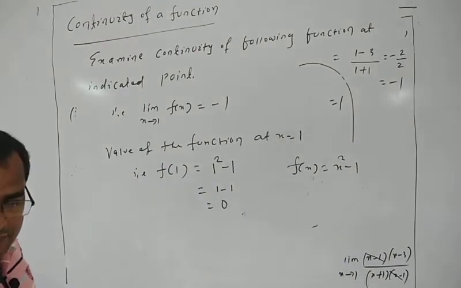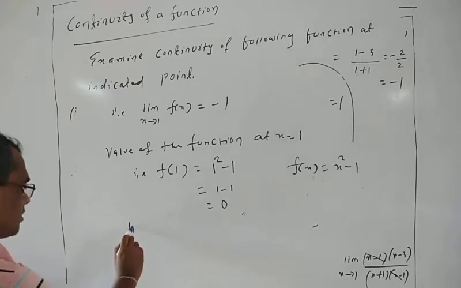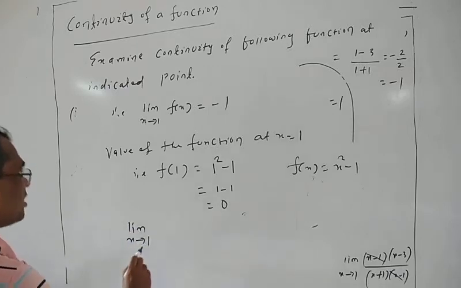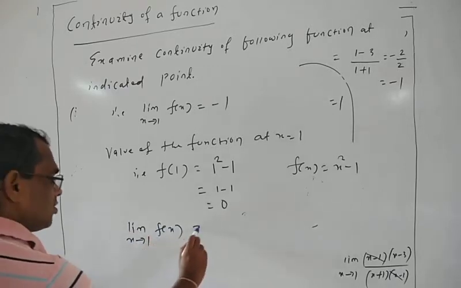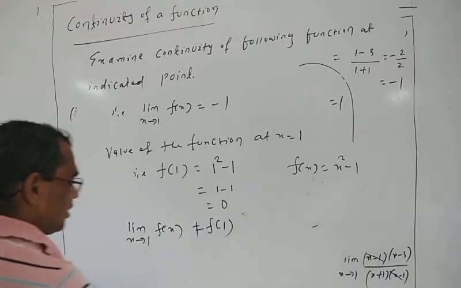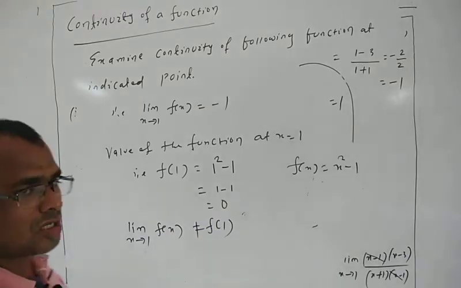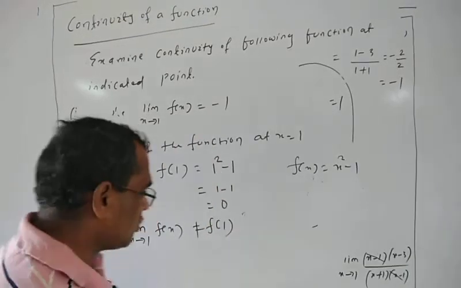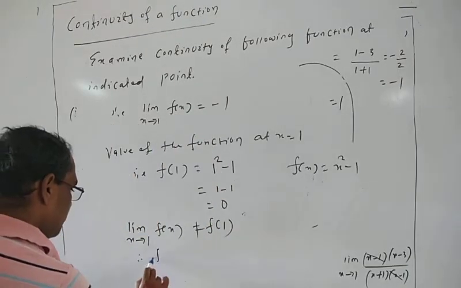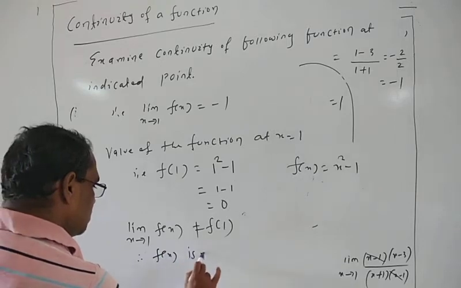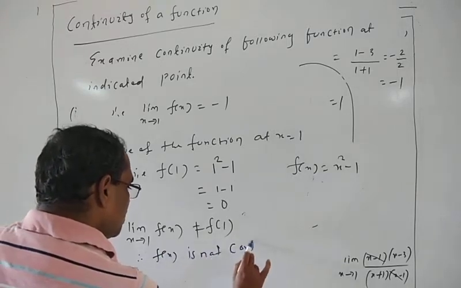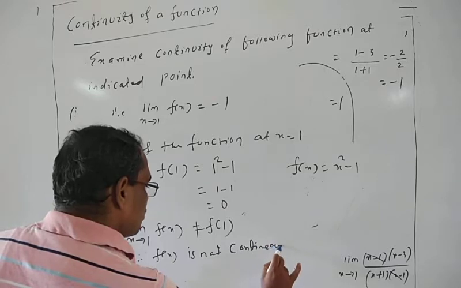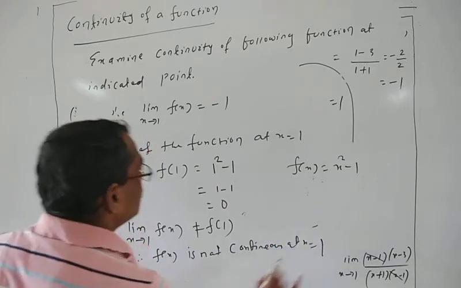That means the limit as x tends to 1 of f of x is not equal to f of 1. So the function is not continuous. Not continuous means it is discontinuous. Therefore f of x is not continuous at x is equal to 1.